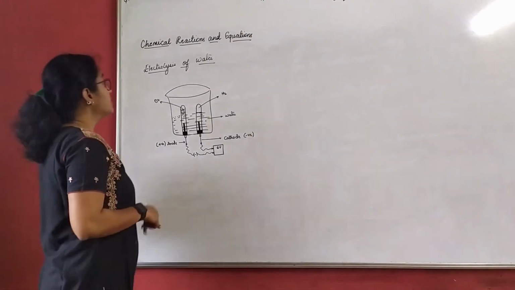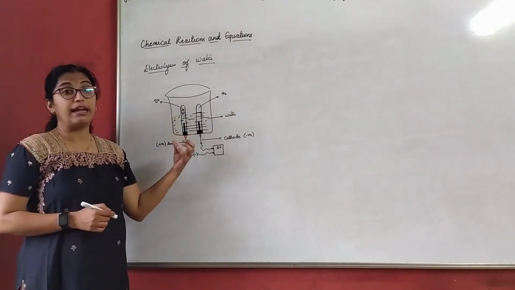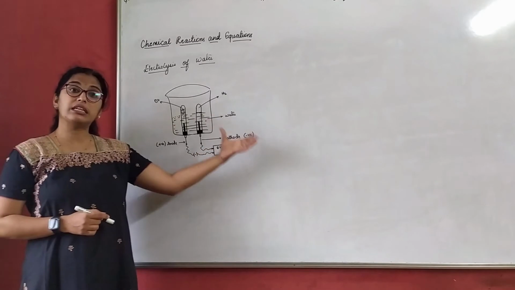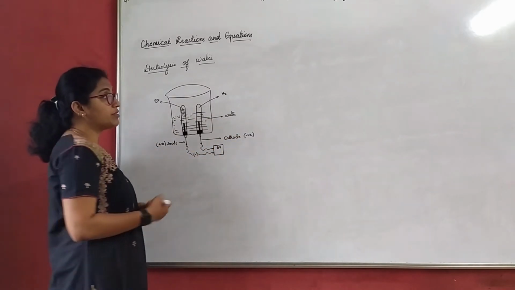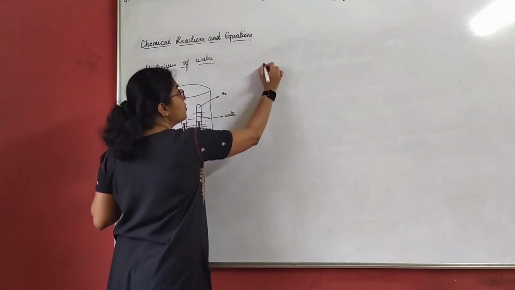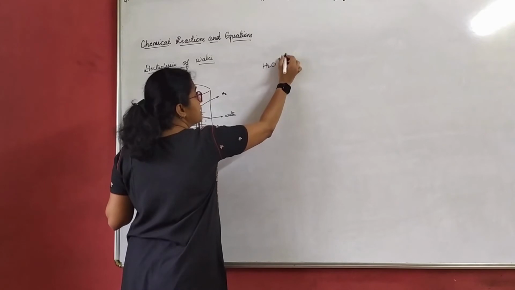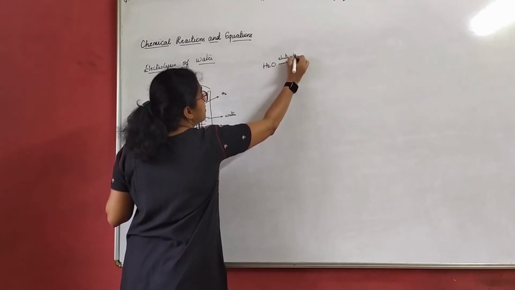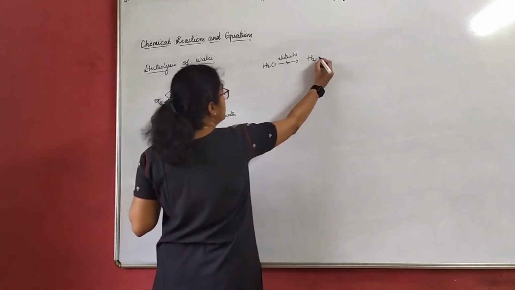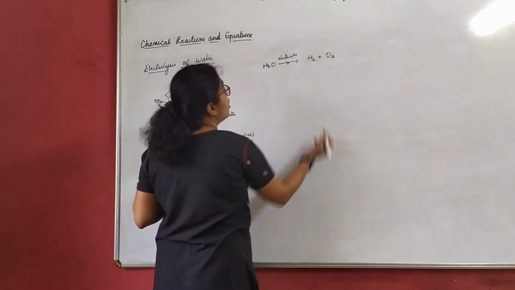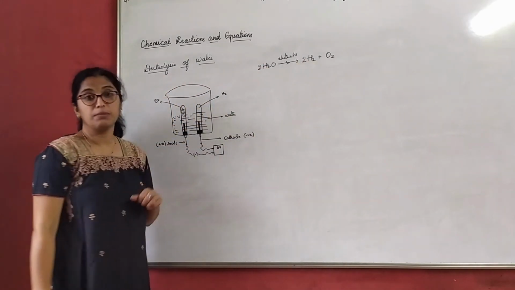So, this is the experiment of electrolysis of water, that is electrolytic decomposition of water, which we studied under decomposition reaction yesterday. So, what was it that we actually studied? Water, on passing electricity, decomposes to hydrogen and oxygen. So, this is 2 and this is 2, balanced.